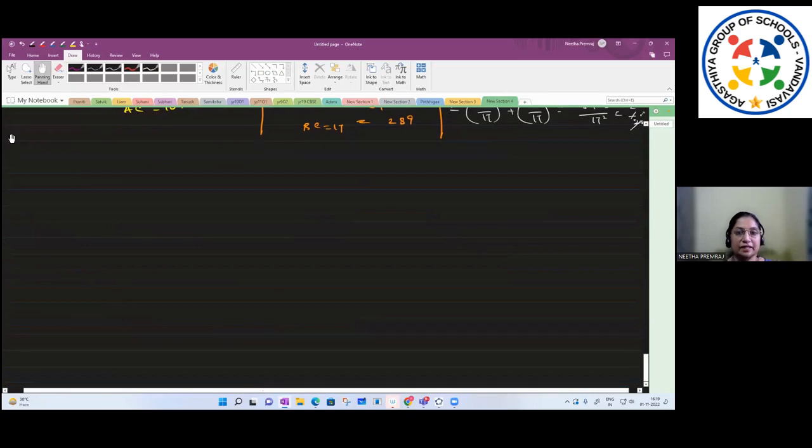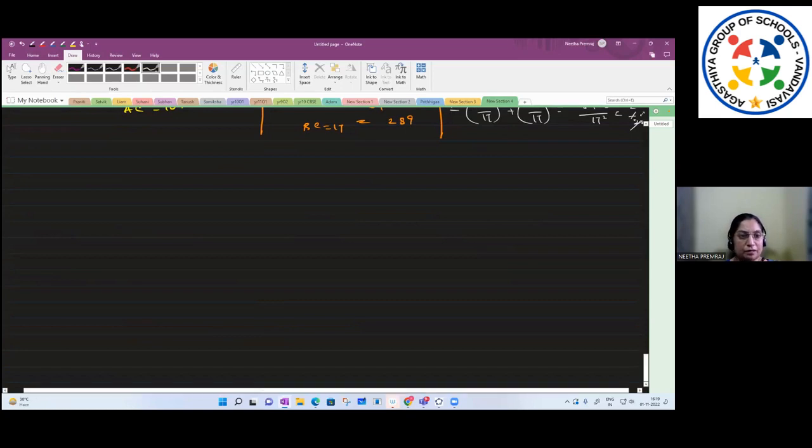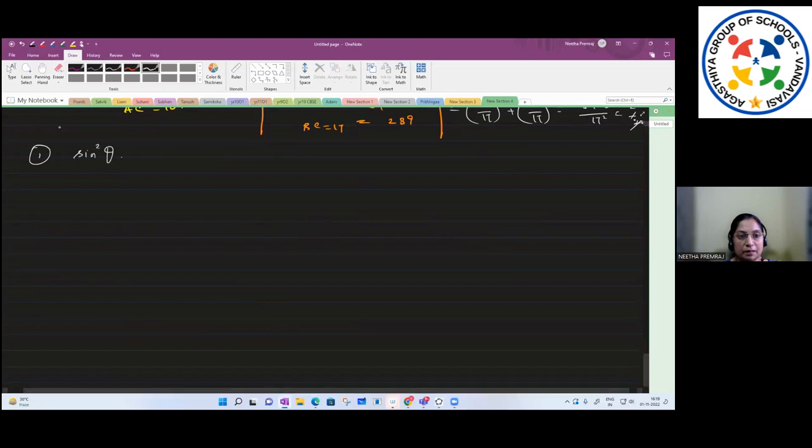So what are the identities? We have a lot of identities out there, but as of now, we will see 3 identities. What are the 3 identities? One is sine square theta plus cos square theta equals 1. So this you can write 3 ways. One way is this. The other way is cos square theta can be written as 1 minus sine square theta, and sine square theta is equal to 1 minus cos square theta. So this is one identity.